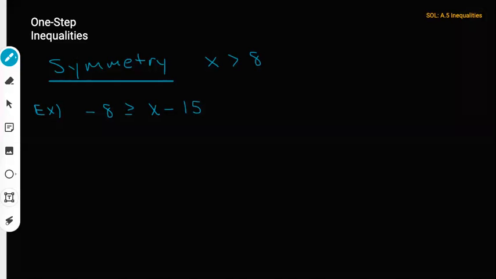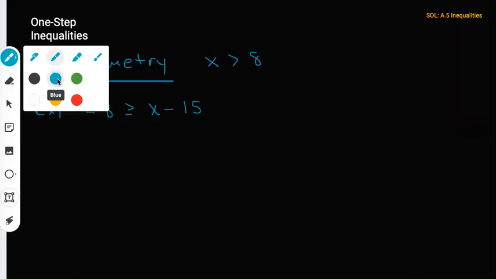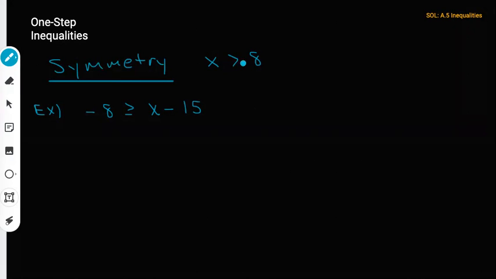So we're doing one-step inequalities, and then suddenly an issue pops up that we have to address: symmetry. When you look in a mirror, you have obvious symmetry that you can see. Here I have x is greater than 8. If I was to flip this inequality around, where x is on the right side, but 8 is on the left side, how would I write the symbol?